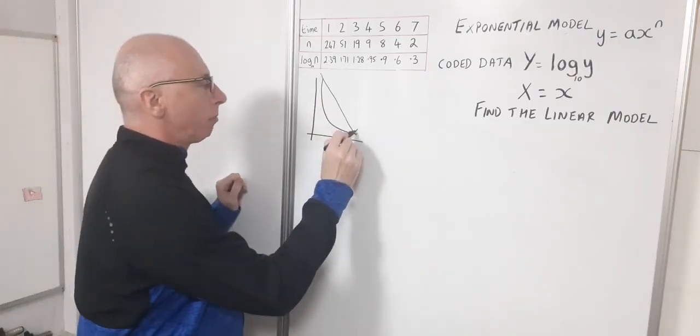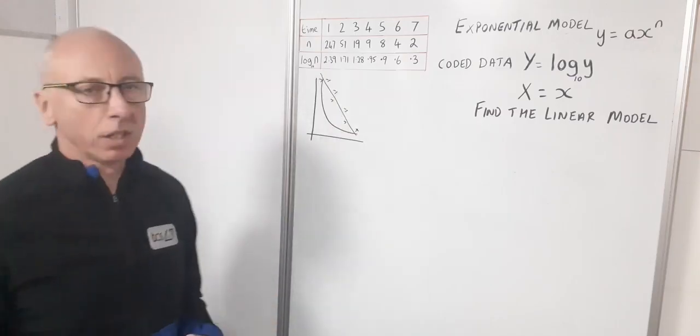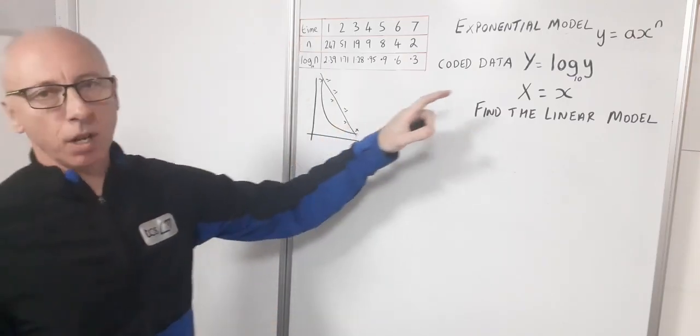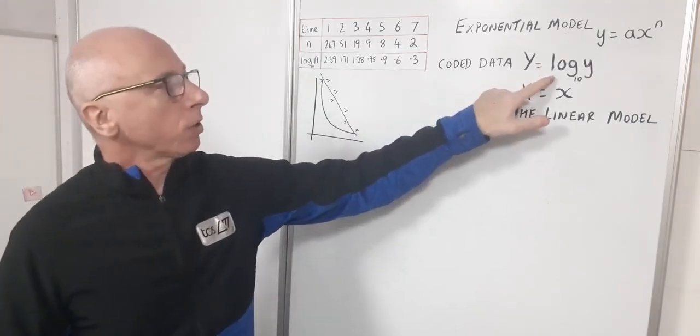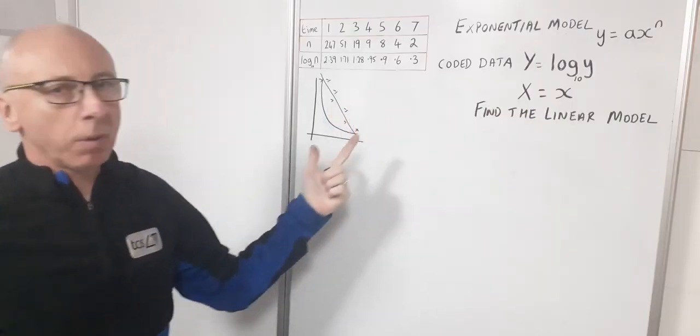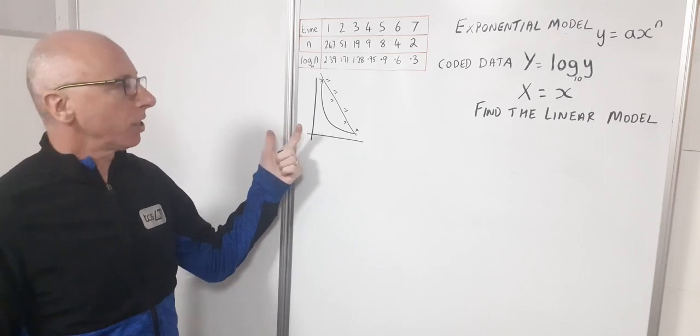And then with the marks reasonably close with quite a high correlation. So that was a valid linear representation of the data after coding it. And we used y equals log base 10 of y, and we used x equals x. So we now want to find the new linear model of that linear representation.